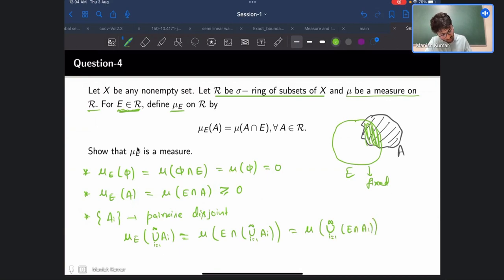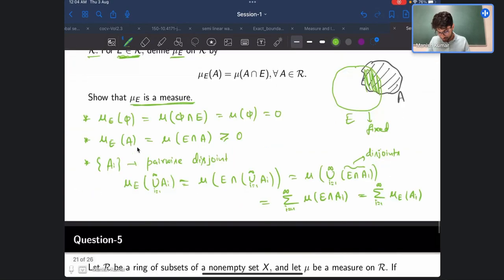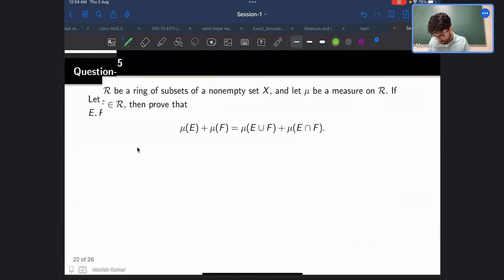Now this mu is a measure, and these are disjoint as well, right? Because the A_i were disjoint, so these are disjoint subsets. So this is nothing but the sum over i equal to 1 to infinity of mu of E intersection A_i, and this is nothing but mu E of A_i. So these were the properties required to check that mu E is a measure, and this proves that mu E is a measure. Okay, so now let's move to the next problem.